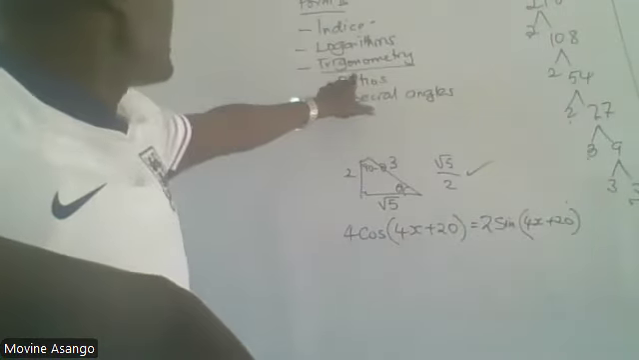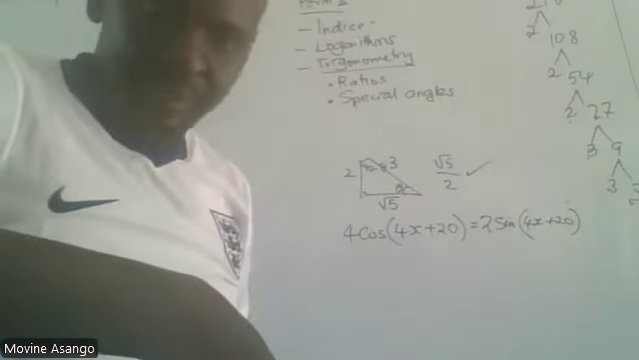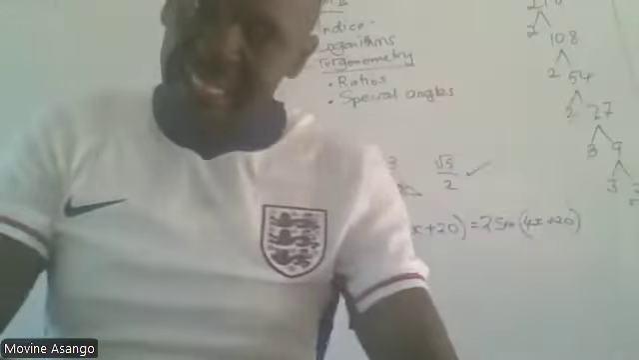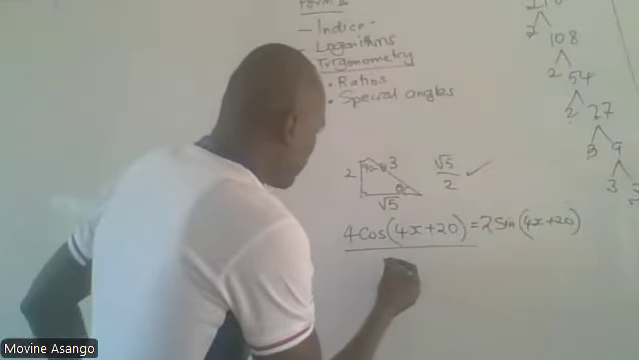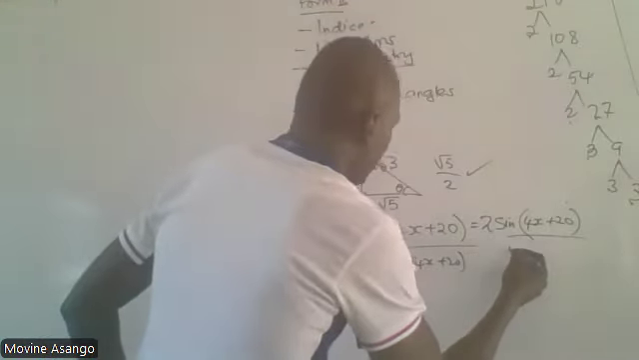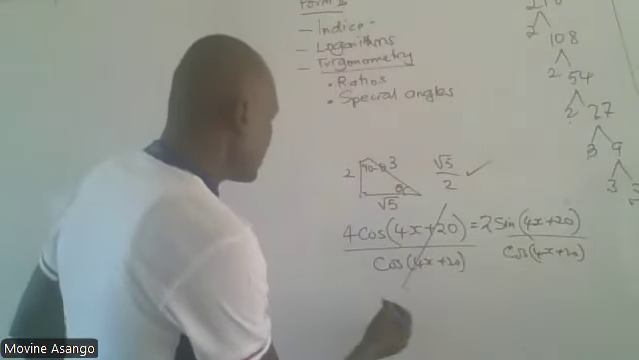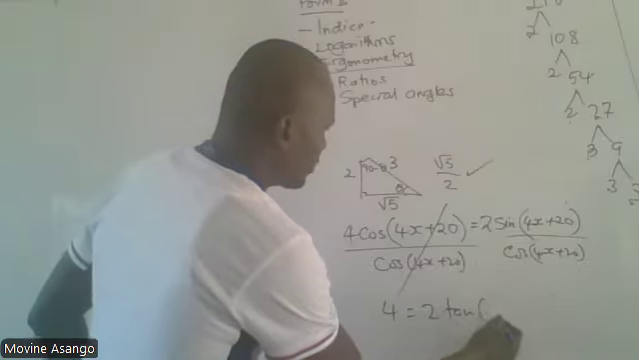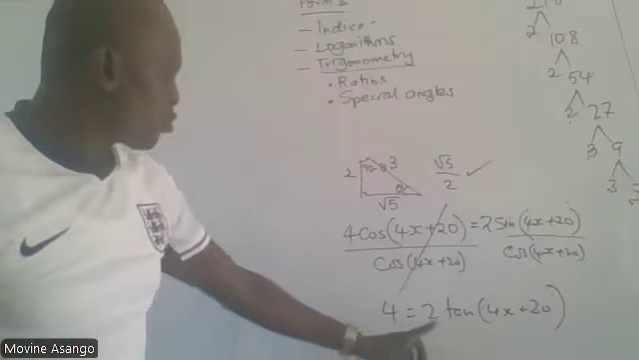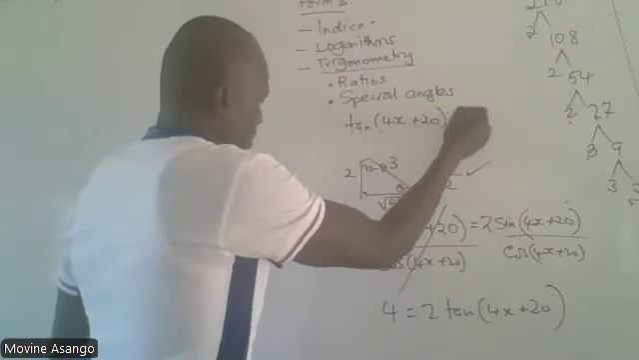This one falls under the ratios because the angles inside here are the same. We know that sine theta over cos theta is tan theta. So if I divide this one by cos of 4x plus 20, this is also divided by cos 4x plus 20. This one will go, and therefore 4 is equal to 2 tan of 4x plus 20. Divided by 2, you realize that tan of 4x plus 20 is equal to 2.